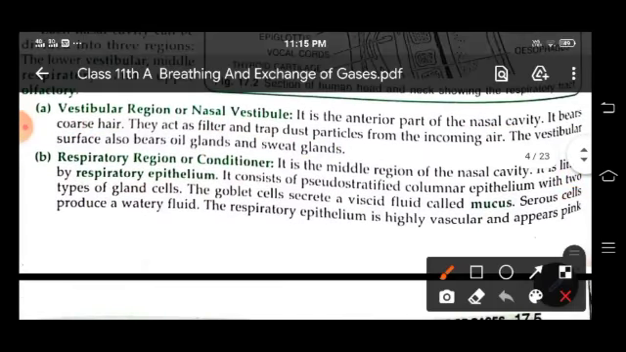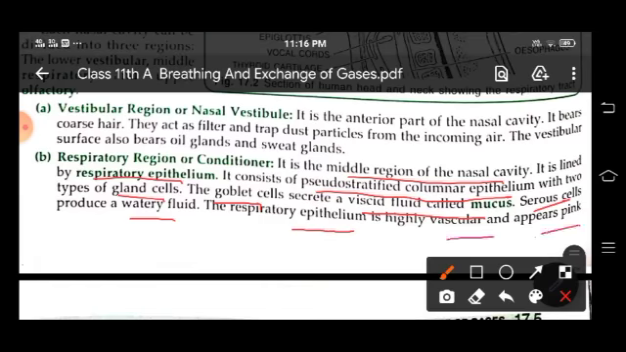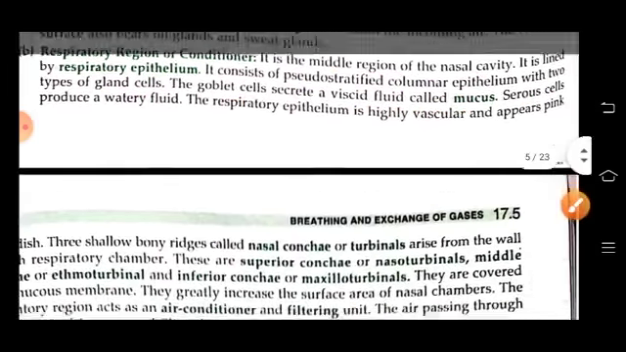The respiratory region or the conditioner is the middle region of the nasal cavity, which is lined by respiratory epithelium. It consists of pseudostratified columnar epithelium cells with two types of gland cells: the goblet cells, which secrete a viscid fluid called mucus, and the serous cells, which produce a watery fluid. Now the respiratory epithelium is highly vascular and appears pink or reddish in color.